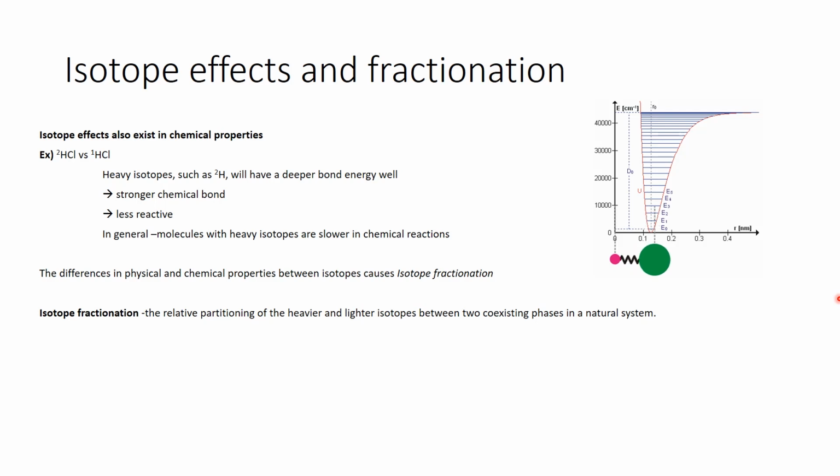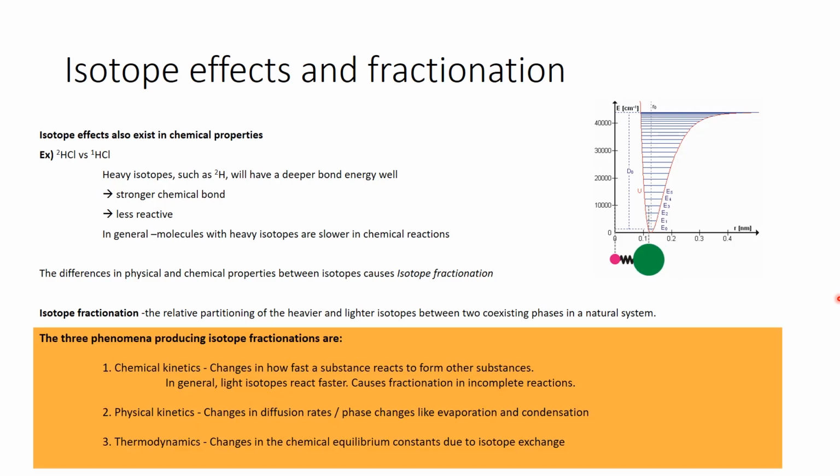Isotope fractionation is the relative partitioning of the heavier and light isotopes between two coexisting phases in a natural system. Fractionation can occur due to the slower reaction rate of heavy isotopes, or due to slower diffusion rate due to higher mass, for example. But also chemical systems that are allowed to settle into a chemical equilibrium will likely be fractionated due to isotope effects on the chemical equilibrium constants.